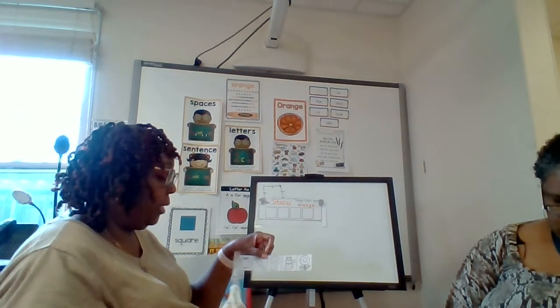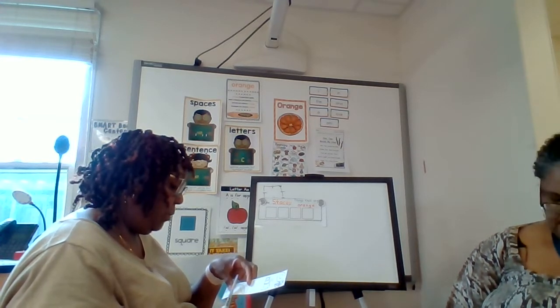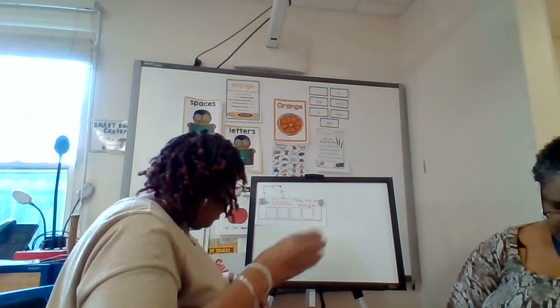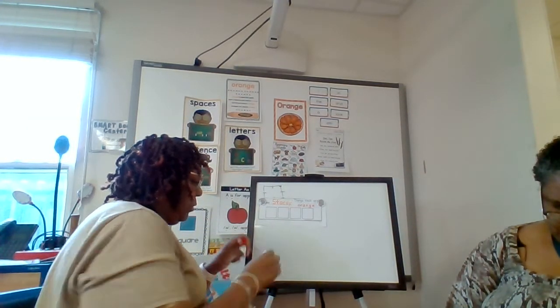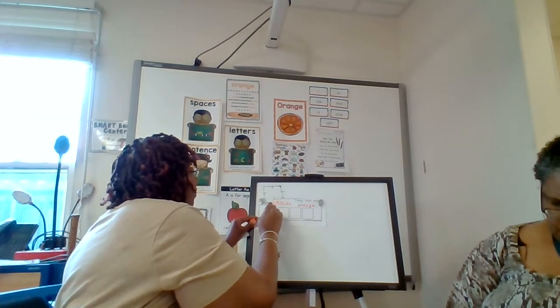So, what things are orange, boys and girls? Look at the first picture, a picture of a pumpkin. Would a pumpkin be orange? Why, yes, it would. Yes, the pumpkin would be orange. So, we're going to put our little swirl. 1, 2, 3.